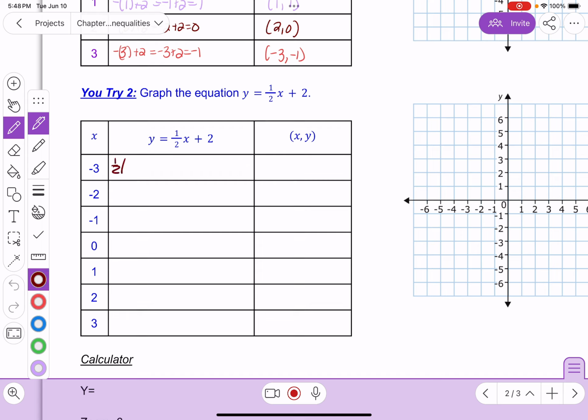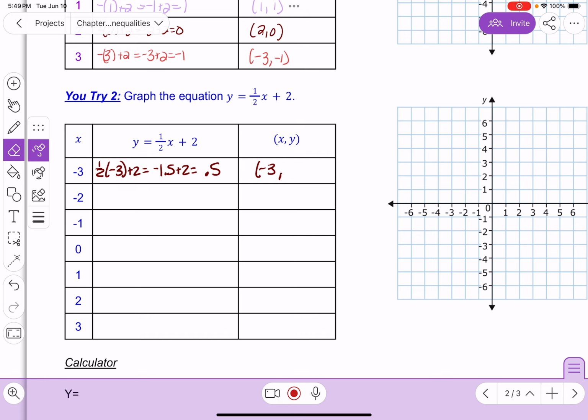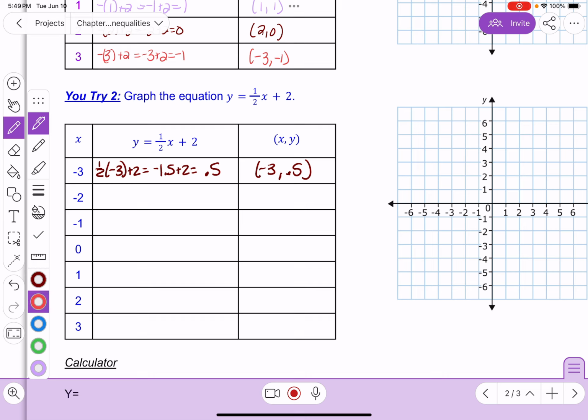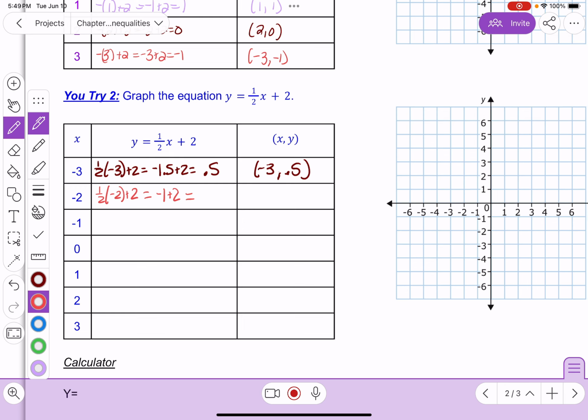All right, so 1/2 times the negative 3 plus 2. So half of negative 3 would be negative 1.5. And negative 1.5 plus 2 is 0.5. So this point becomes negative 3 comma 0.5. You could leave it as fractions as you want and have negative 3 1/2. That's completely up to you. Next one, 1/2 times negative 2 is negative 1. And negative 1 plus 2 is 1. So this point becomes negative 2 comma 1.